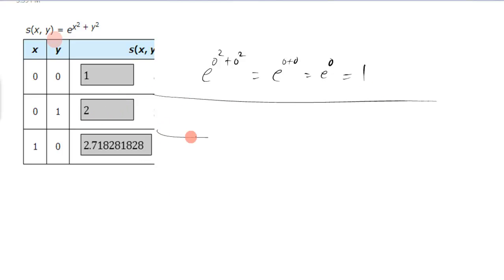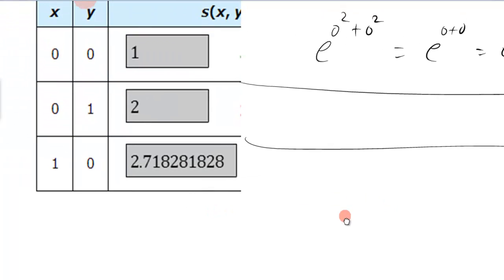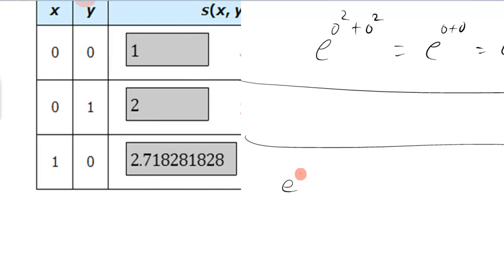I'm going to jump to the third one, though, because the third one's a little concerning. WebScience should not have accepted that answer, and it did. What we're looking at here is e to the 1 squared plus 0 squared. Since this is all in the exponent, we just do everything inside the exponent first. So that's 1 plus 0, which is equal to e to the first, which is e.